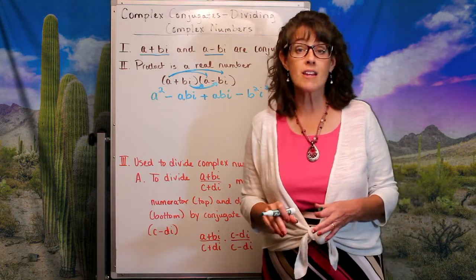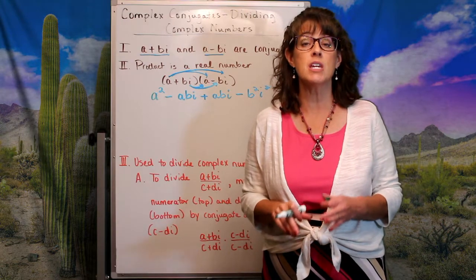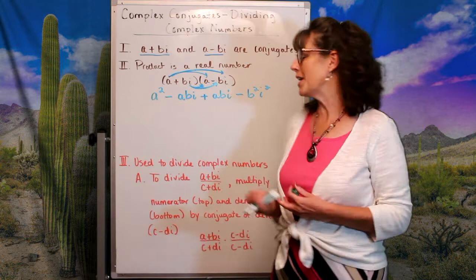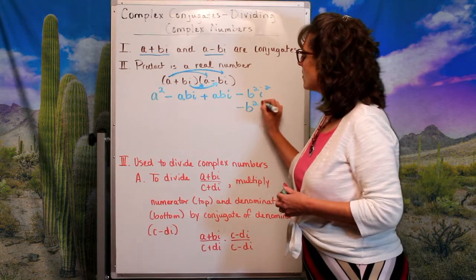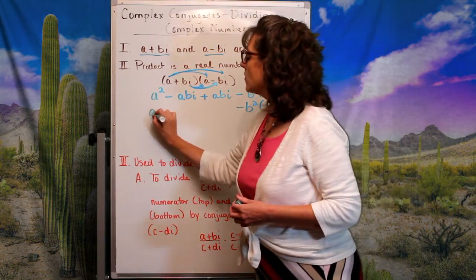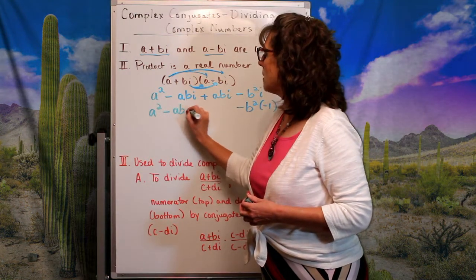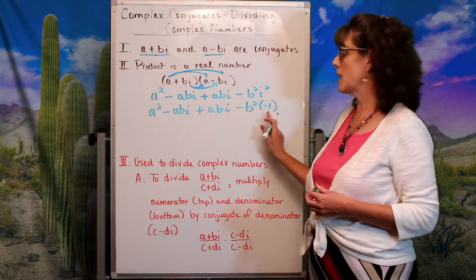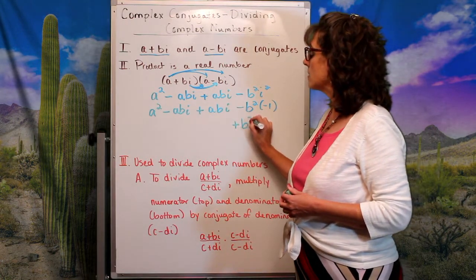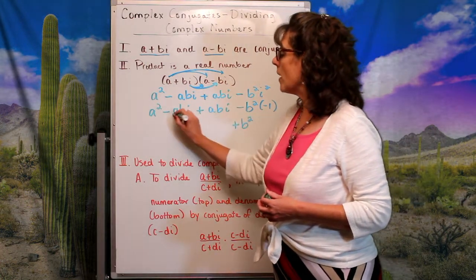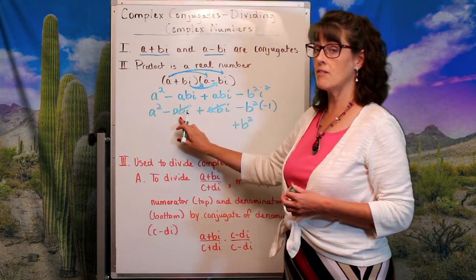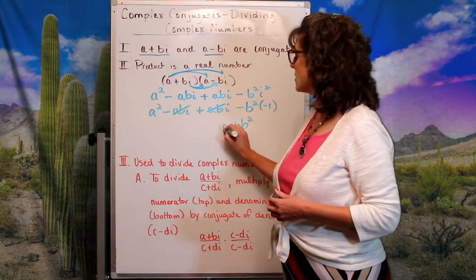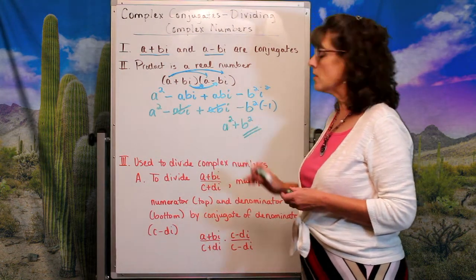Remember, i acts like a variable until you see i squared. When you see i squared, you should think -1. So what I have right here is a -1, and so therefore that means that when I multiply my b squared times a -1, and notice here it's a negative b squared times -1, that will end up as a positive b squared. Notice as well, these are going to cancel because I have a negative abi and a positive abi. They will cancel out. So I'm left with a squared plus b squared.